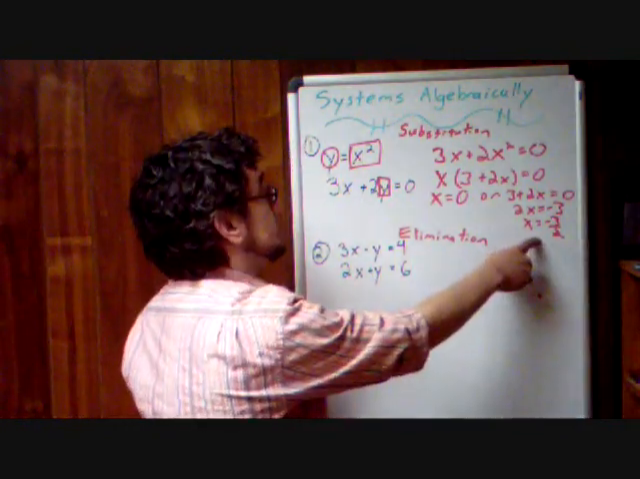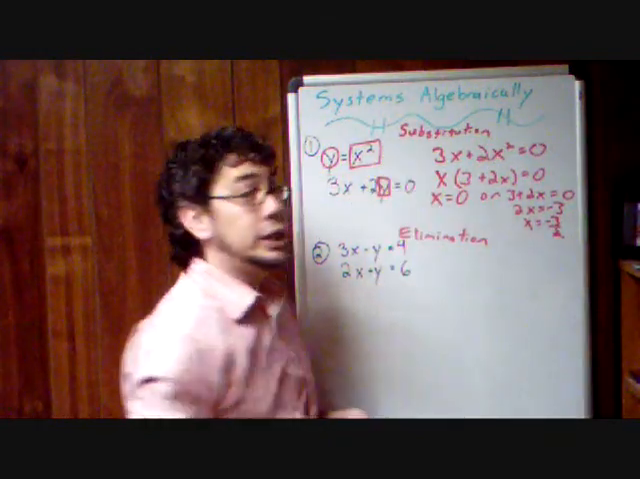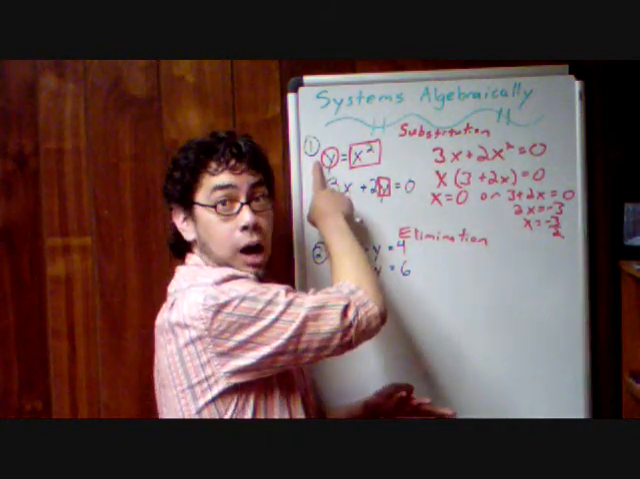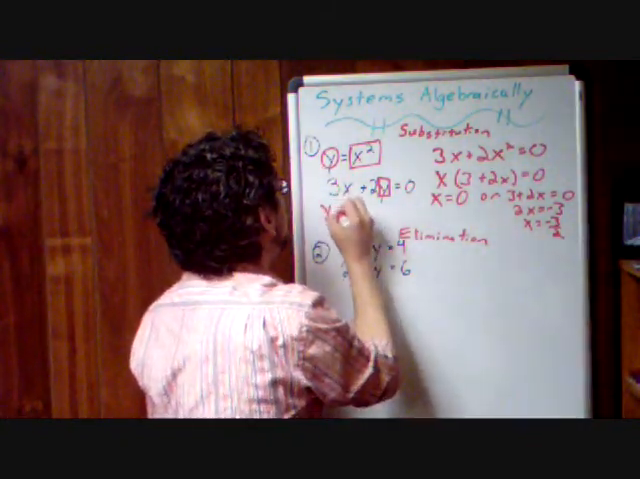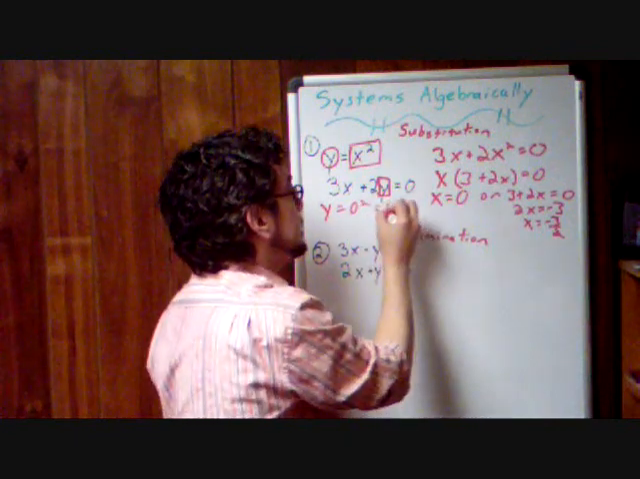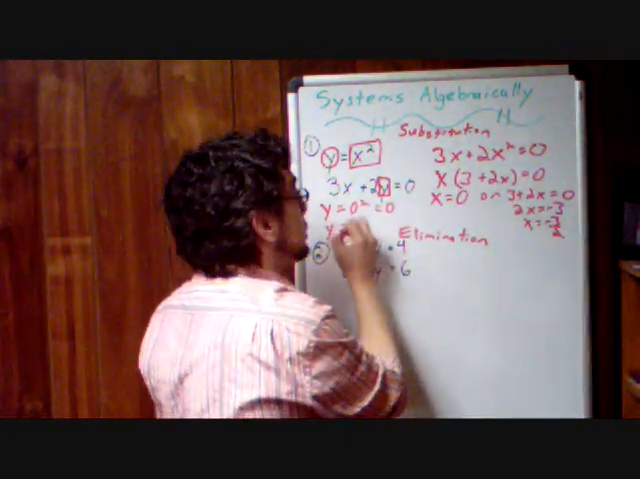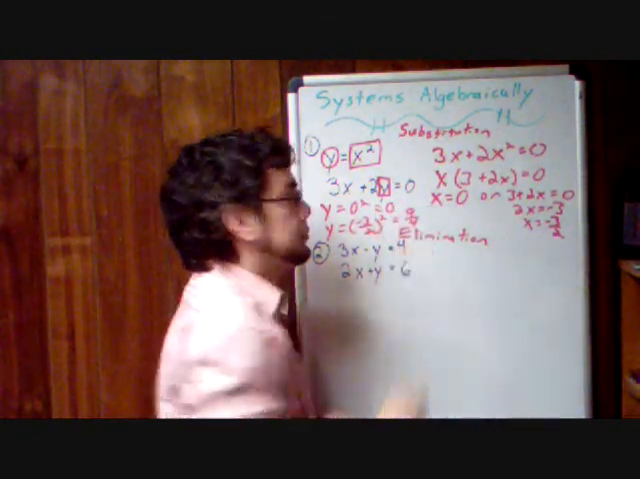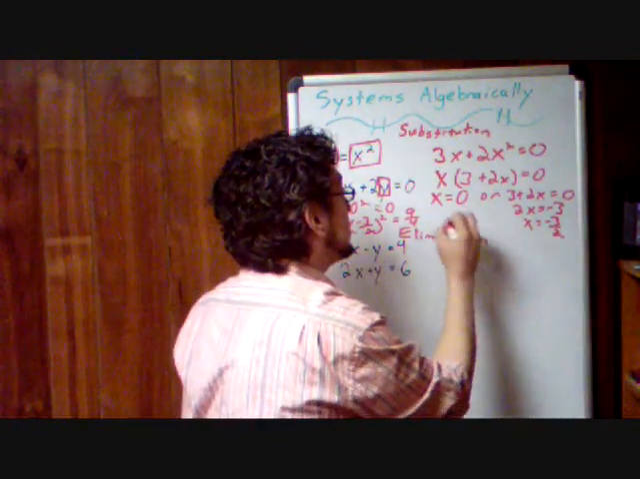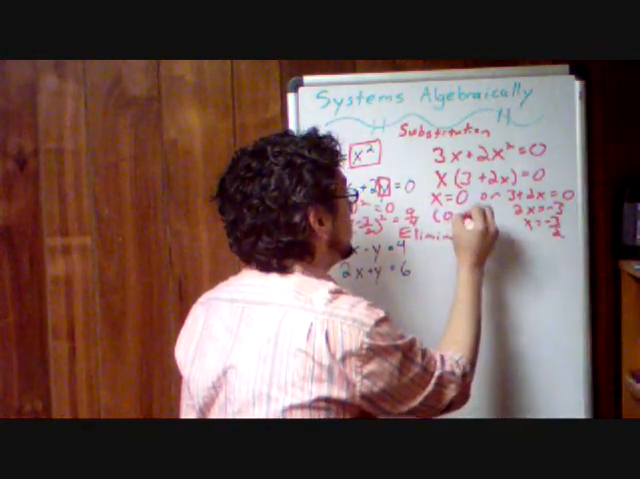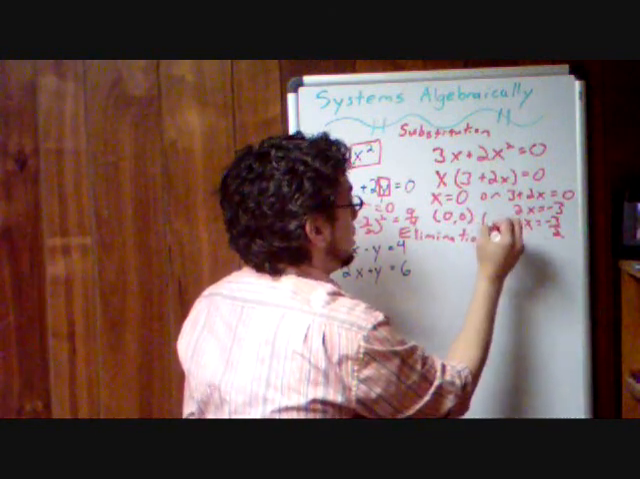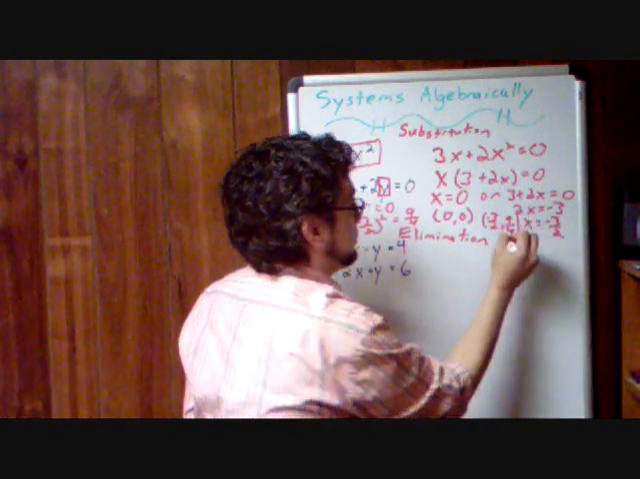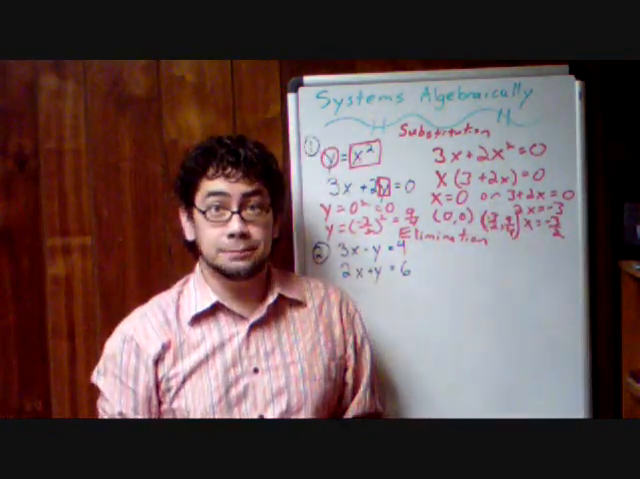So I'm just going to take these x's and plug them back into the original equation. Now I could plug it into either of them, but the easiest one to plug in is the one that's already solved for y. So I'm going to say y equals 0 squared, which is obviously 0, and y equals negative 3 halves squared, which is 9/4. So my two solutions in this case are 0, 0, and negative 3 halves, 9/4. Those are my two solutions.